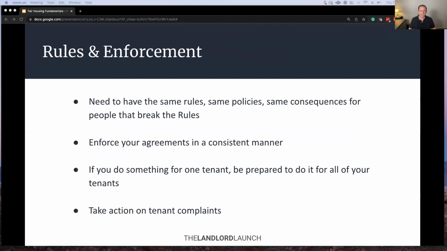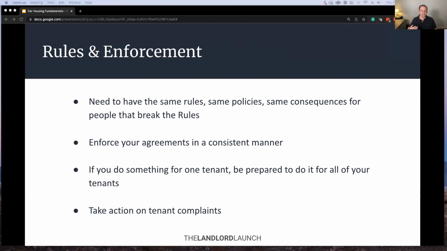Any rules and enforcement, enforce the rules the same. If you're going to issue a notice to quit for non-payment of rent the day that they're late, make sure you do it every single time they're late for every tenant you ever have. Simple as that. Treat everybody the same. If you are going to give one tenant a violation for noise after 10 o'clock, make sure that every tenant that has noise after 10 o'clock gets that violation.